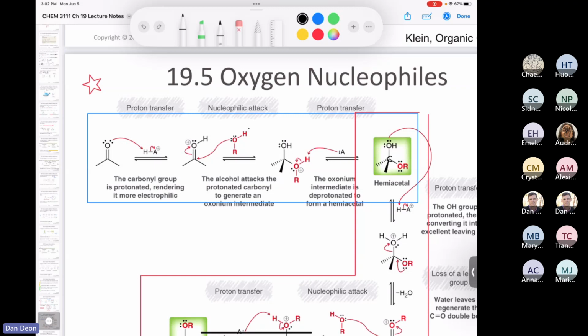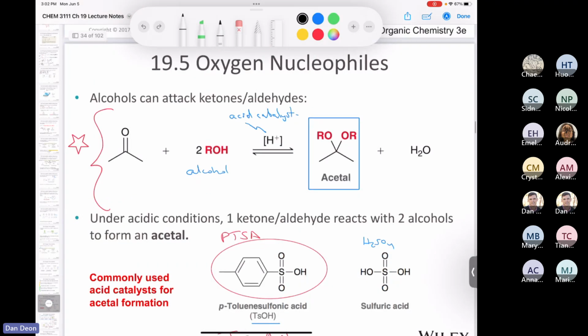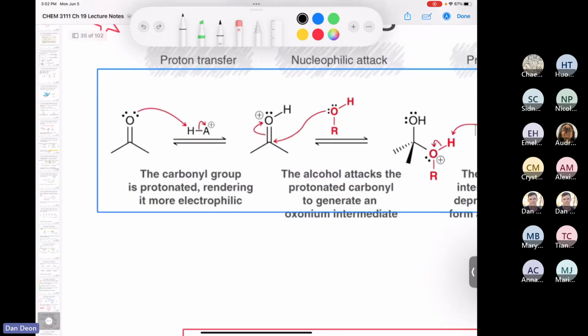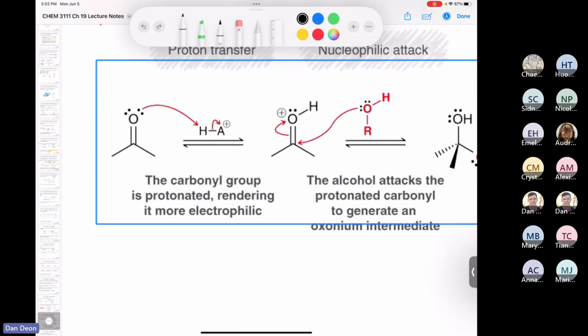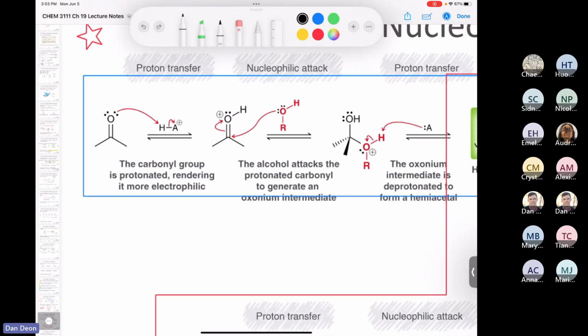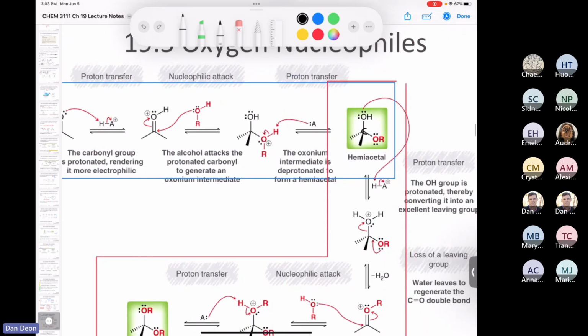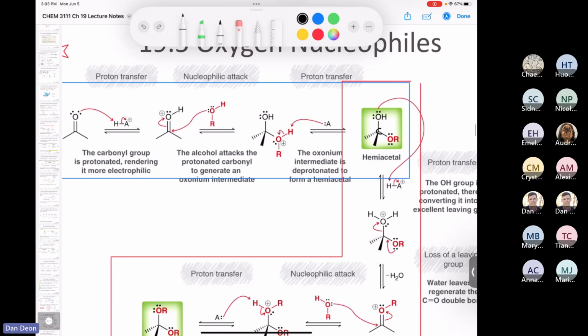Now we know that an alcohol is not a strong nucleophile, and we're doing this reaction in acid, right? So what's going to happen first is our acid is going to protonate the carbonyl to make the oxonium, which is an excellent electrophile. And now a molecule of the alcohol can come in and do a nucleophilic attack, and we form this tetrahedral intermediate here.